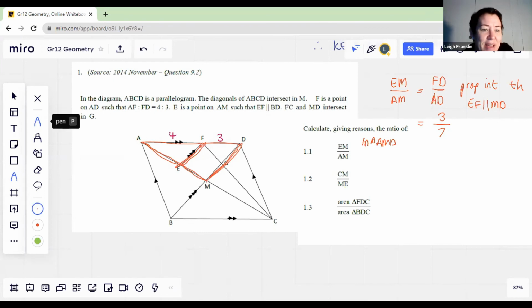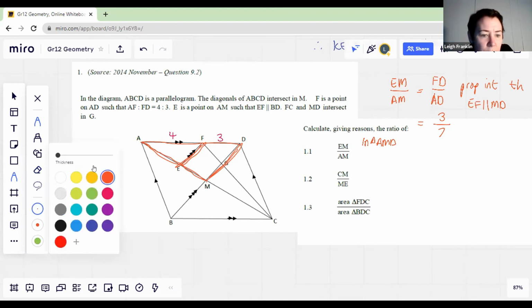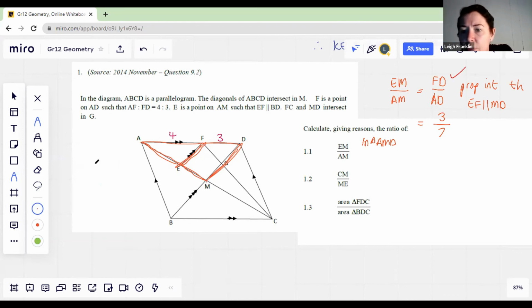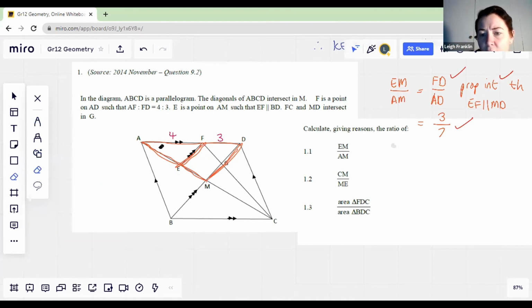Nice. You've done that perfectly. I'm really pleased. Well done. So that's the first bit. Your 3 marks would be for statement, reason, and answer. Let's have a look at the second question.